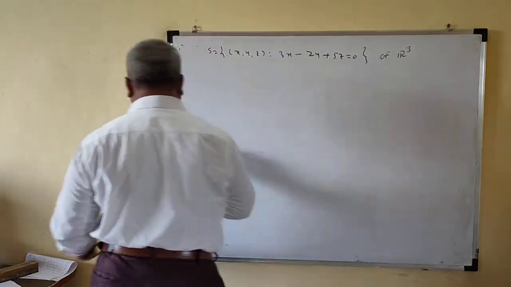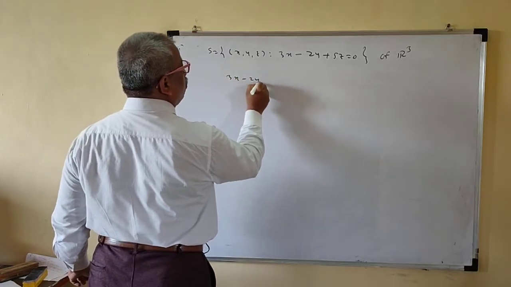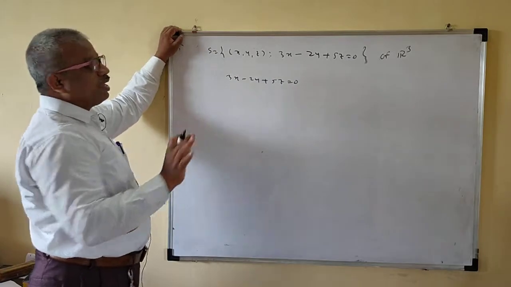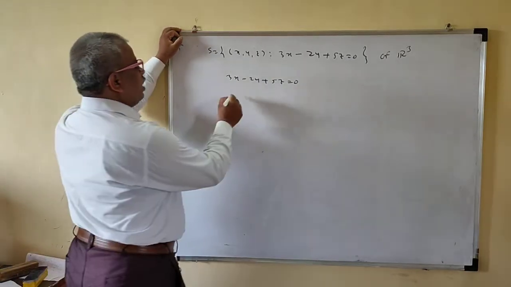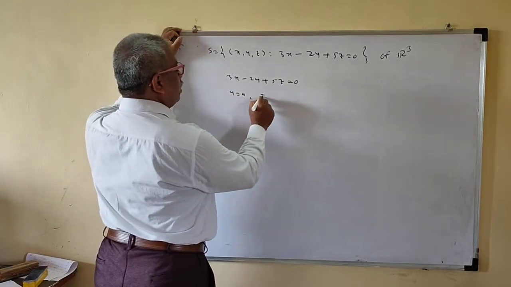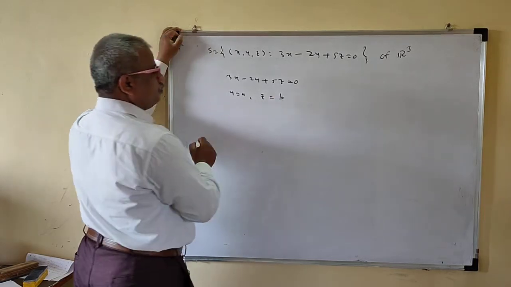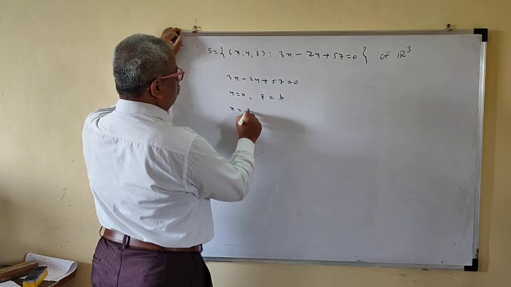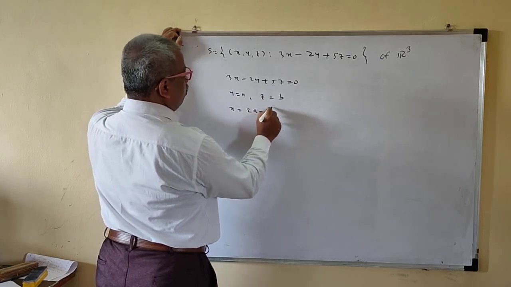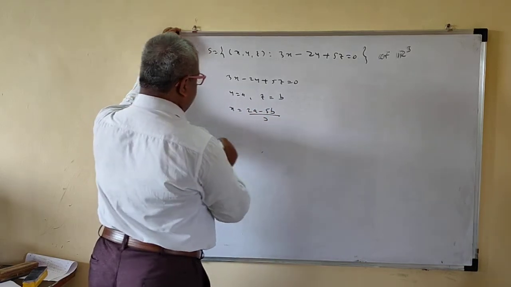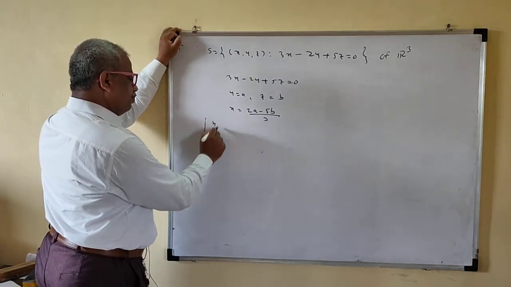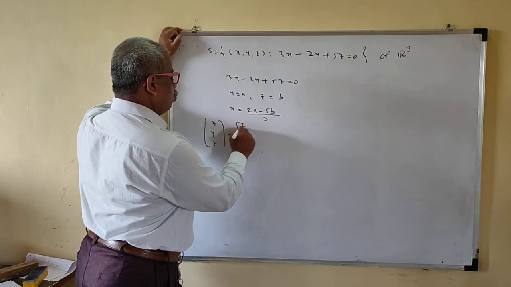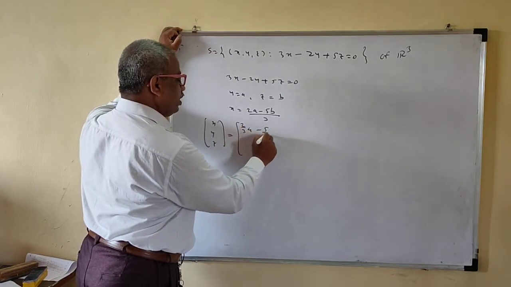So the basis for this means what? 3x minus 2y plus 5z is equal to 0. There are 2 free variables, so you can write y is equal to a and z is equal to b. Then x is equal to 2a minus 5b upon 3. So x, y, z: your x is 2 by 3 a minus 5 by 3 b.